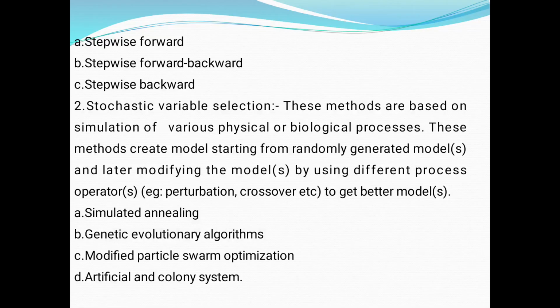Then you have a stochastic variable selection method. These methods are based on simulation of various physical and biological processes, and this method creates models starting from randomly generated models and modifying the models by using different operations such as perturbation and crossover to get better models. Okay, so stochastic variable selection may include simulated annealing, genetic evolutionary algorithms, modified particle swarm optimization, and artificial colony system. This stochastic method is more for genetic engineering kind of studies, not more for drug molecules.